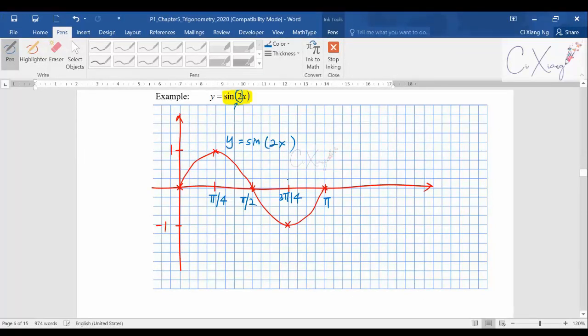Okay, so the last one, this one might be a bit special for you. So I hope that you can learn this method and then try to apply it when necessary. All right, so this is what we want to cover for our transformation of the graph for sine x and also cos x. Hopefully you roughly know how to apply both concepts together now.